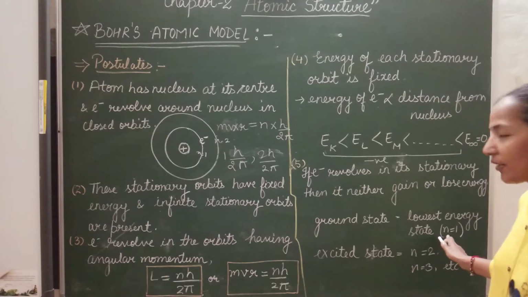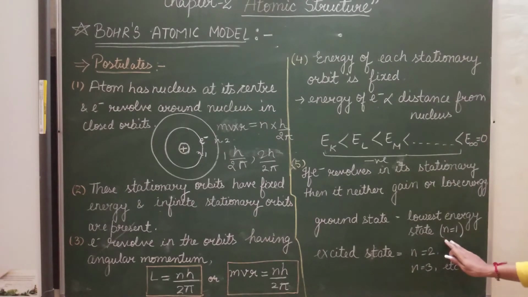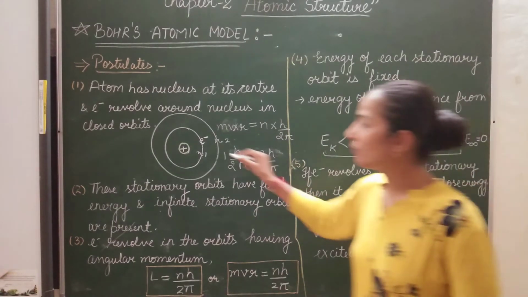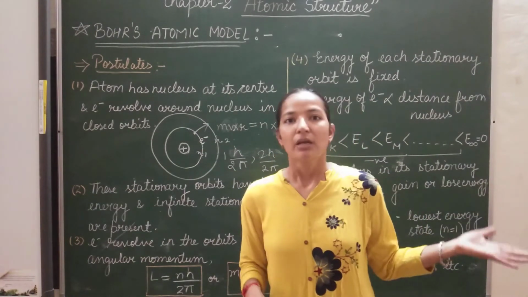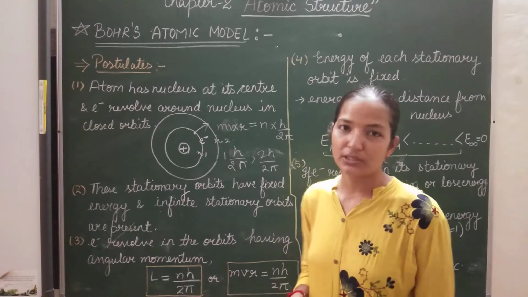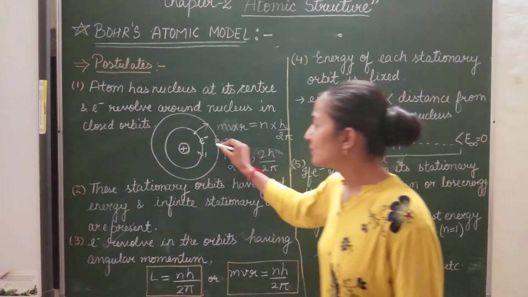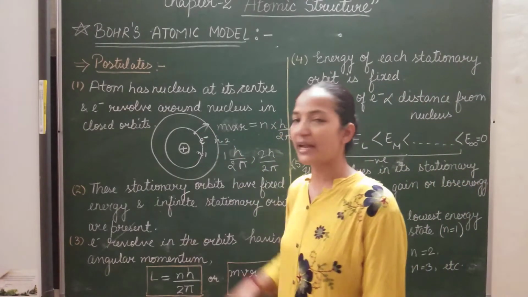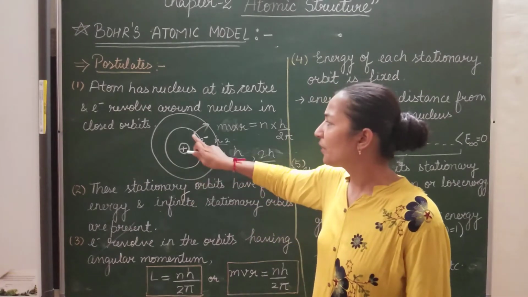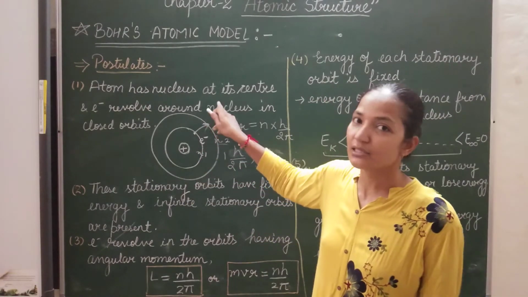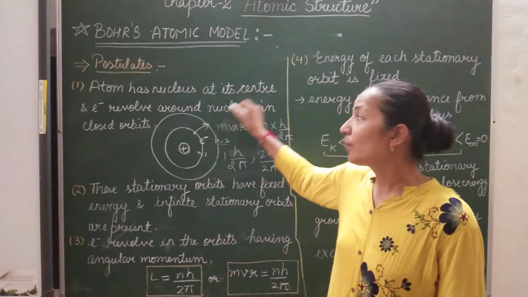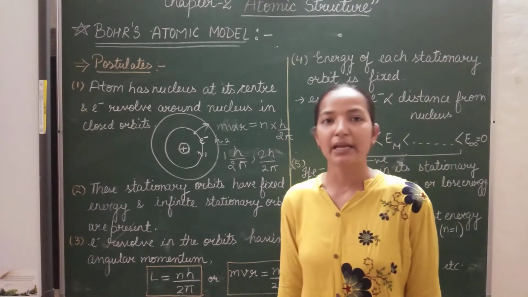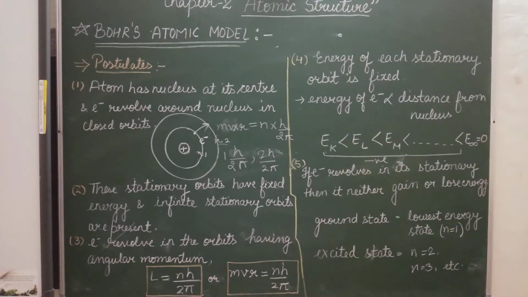And when the electron moves from n equals 1 to another orbit, those states are the excited states of the electron. Like n equals 2 is called the first excited state. If the electron is moving from n equals 1 to 2, then it is the first excited state. If the electron is moving from n equals 2 to n equals 3, this will be the second excited state, and so on. So these are the 5 points.